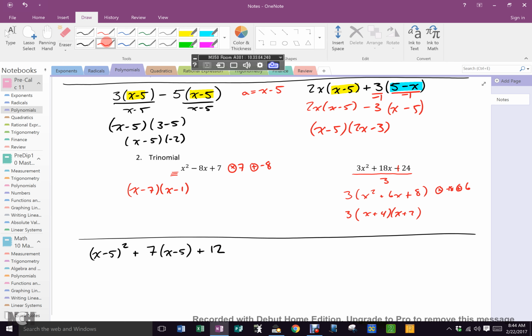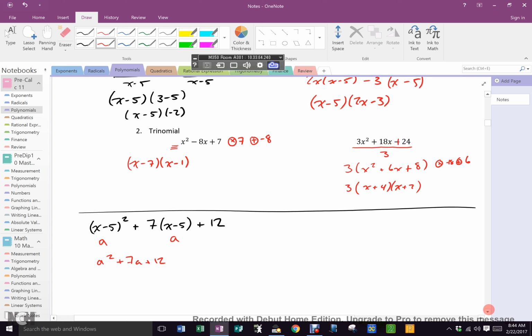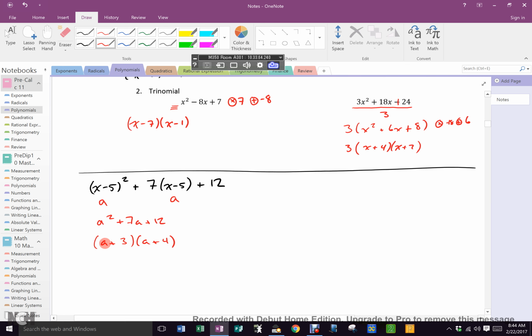Let x minus 5 be a, right? And now all of a sudden I have a squared plus 7a plus 12. And that I can factor in my sleep, can't I? That's a plus 3 and a plus 4, yes? But a is not part of the original equation, is it? What is a now?